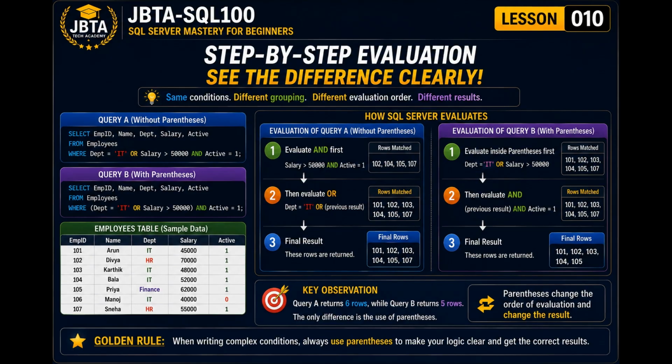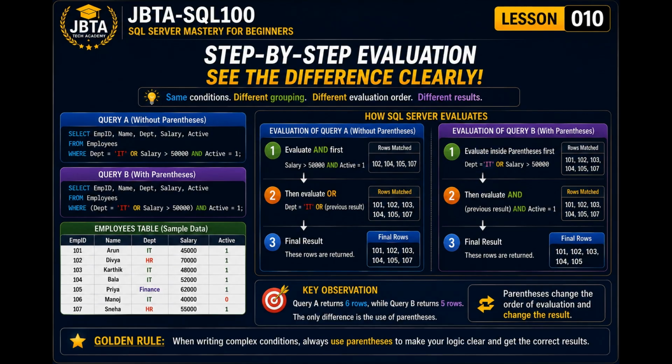Now let's compare this with a query that uses parentheses. When parentheses are present, SQL Server always evaluates the expression inside the parentheses first. Only after completing the expression inside the parentheses does it continue with the remaining conditions. In other words, parentheses allow you to override the default evaluation order. They tell SQL Server exactly how you want the conditions to be processed.